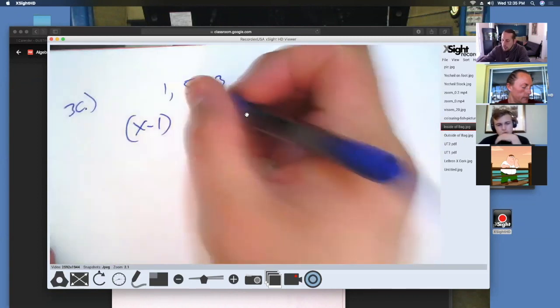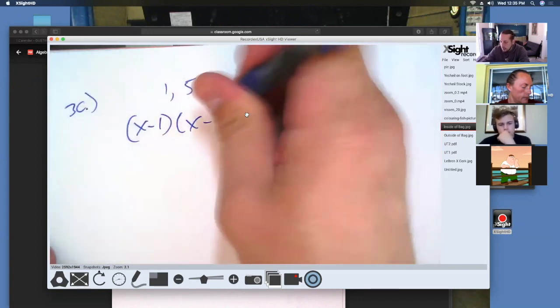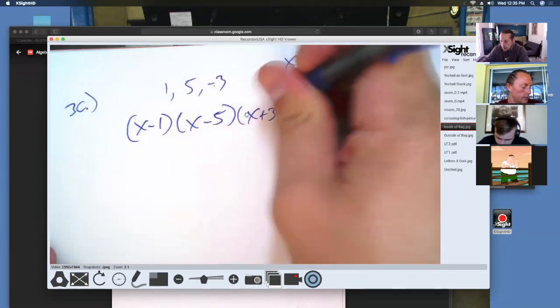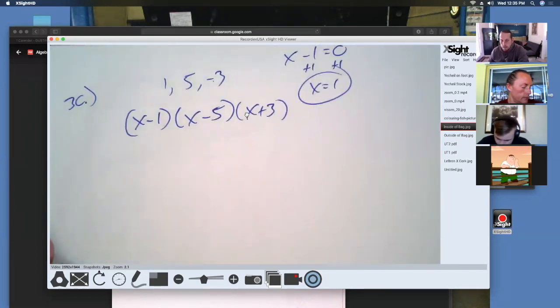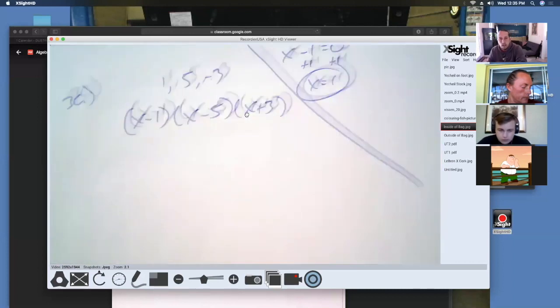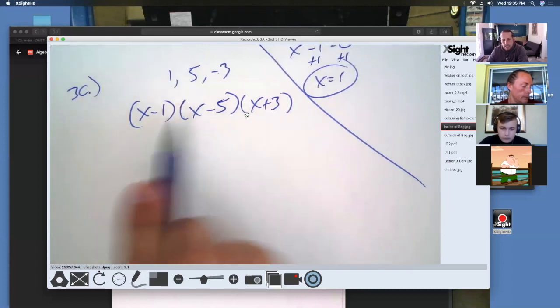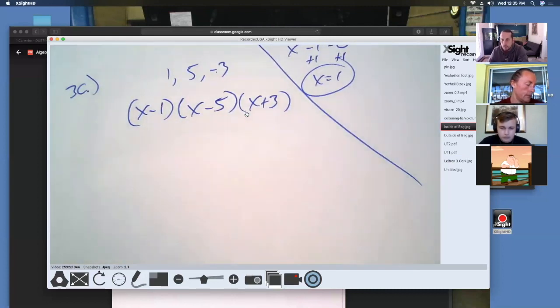Again, this is positive 5, so this is going to have to say x minus 5. Minus 3 gives x plus 3. So this is what's going to give me my polynomial. I just have to multiply it out. I have to expand it.